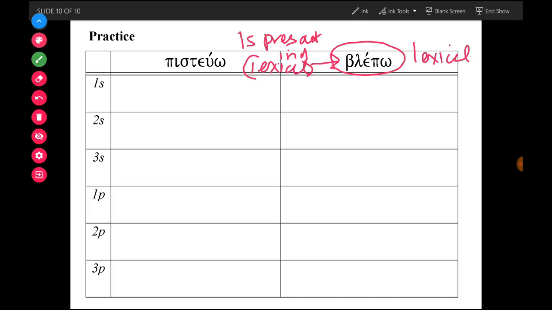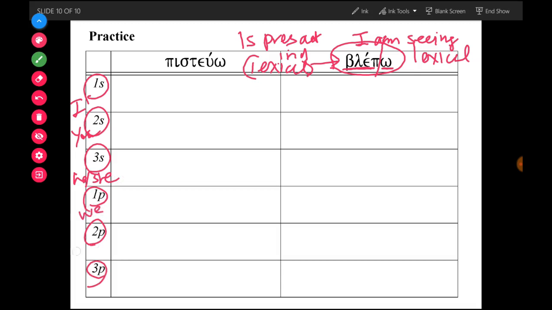Knowing my components of the verb, I would divide it into two parts. This is the stem, and then the o is my primary active indicative suffix. And this means I am seeing or looking. So if I want to show all the forms, the first person singular, second person singular, third person singular, that'd be I, you, he, she. And my first person plural, second person plural, third person plural, that'd be we, you all, and they.